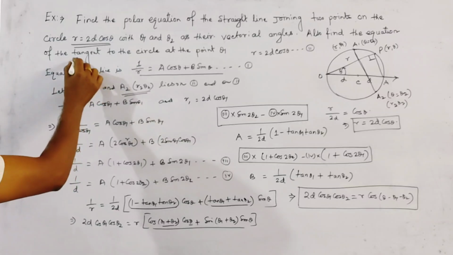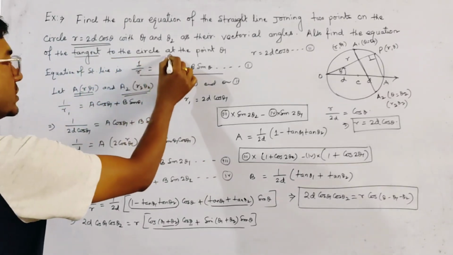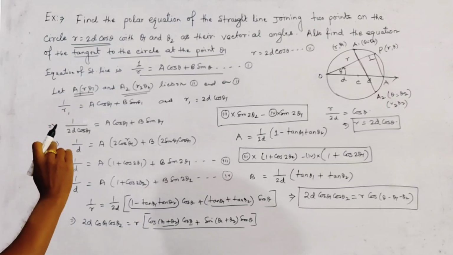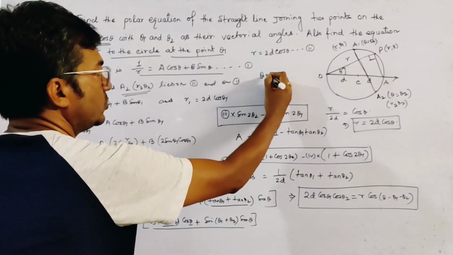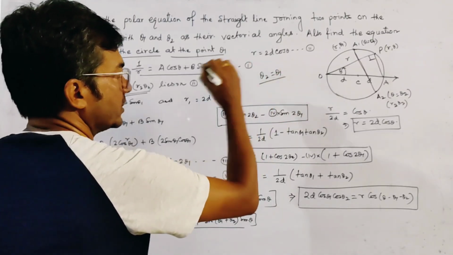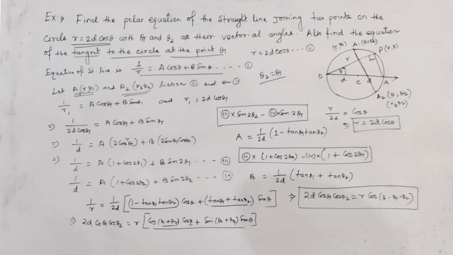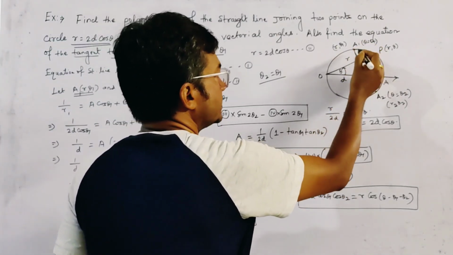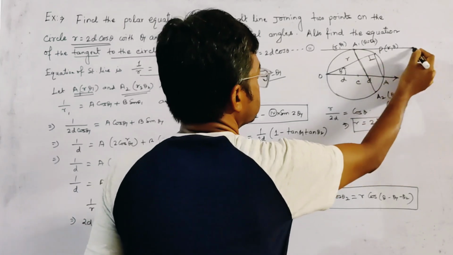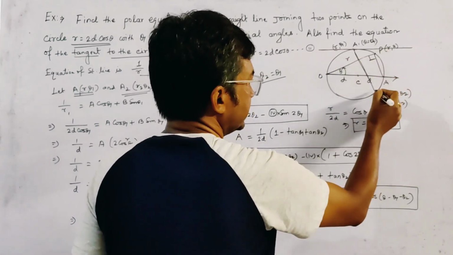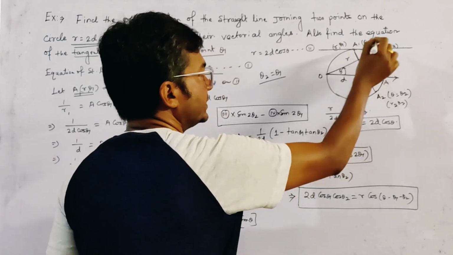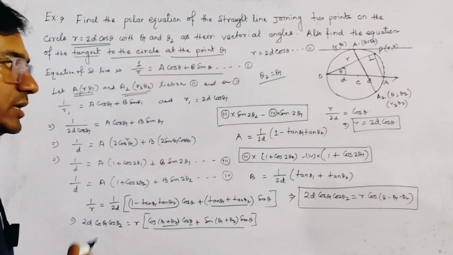Now to get the tangent to the circle at the point theta 1, it is very easily done by putting theta 2 = theta 1. Why theta 2 equal to theta 1? Then we get the tangent. Then this line becomes the tangent, because theta 1 and theta 2 are the same, so this point moves towards the point A1 and we get the tangent of the circle.